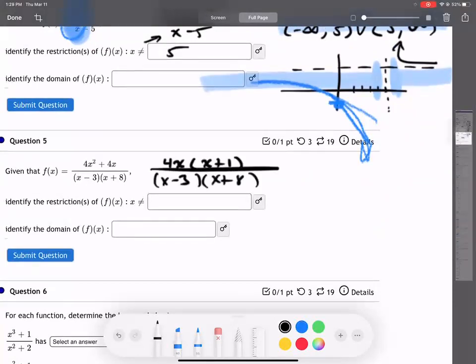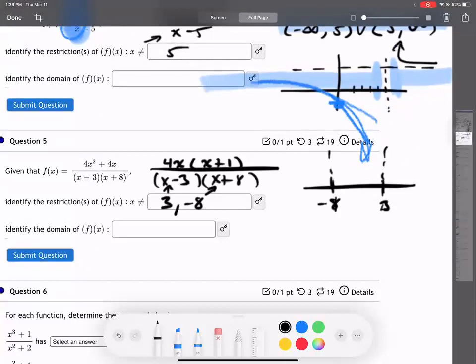So what values are we not allowed to use? We're not allowed to use 3 and negative 8, because if I use 3 or negative 8, those would make the denominator 0. This looks like the easiest test in the world, doesn't it? So far? Now you want to be careful here. Looking at the number line, we said we're not going to be at negative 8 and at 3.